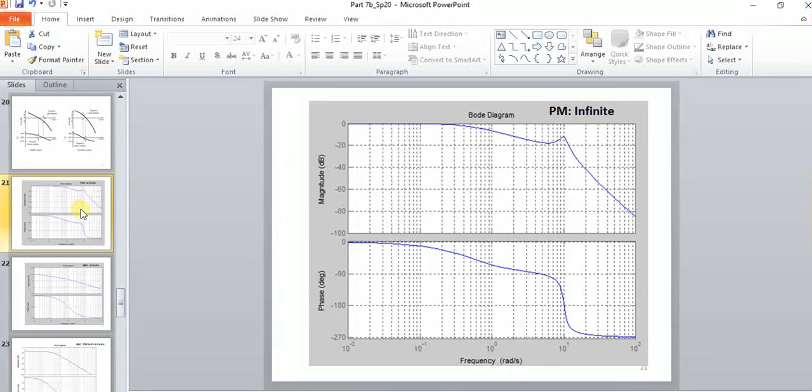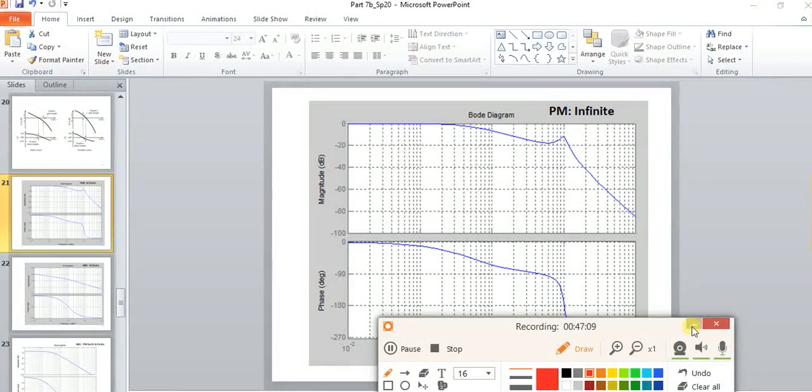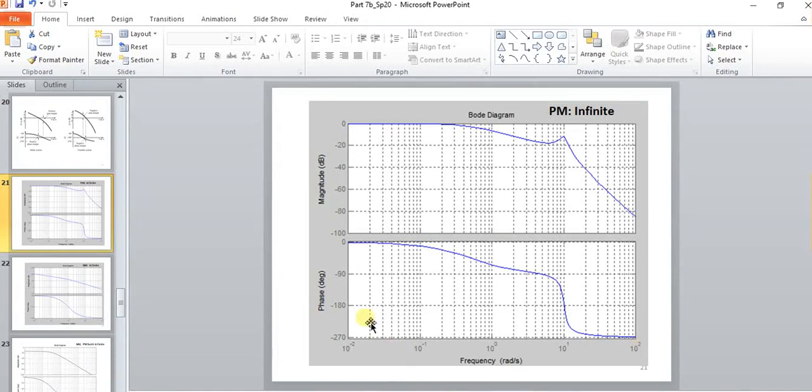Gain margin and phase margin, both of them can be finite, both of them can be infinite, or one of them can be finite. There are different scenarios possible. For example, this Bode diagram shows this type of plot for gain and phase. Now let us see what happens to the gain margin and phase margin. To find the gain margin, start from the point where the phase curve intersects minus 180 degrees.